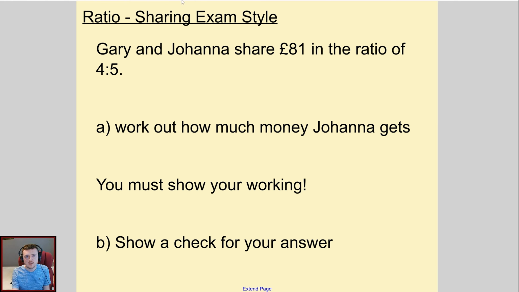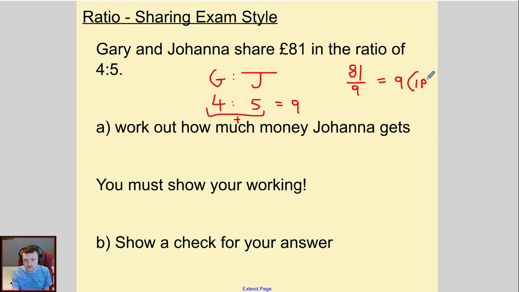Okay, so we are told that they're sharing it in the ratio of 4 to 5, and it's Gary and Johanna. So I'm going to put G and then J. Share £81 in the ratio of 4 to 5. So 4 to 5, so Gary is 4 and Johanna is 5. Cool. Then we know that that is a total of 9, because 4 add 5 makes 9. And 81 is the total, so I'm going to do 81 divided by 9, which gives me that 9 is the size of one part. I'll just put 1 pt here. So the size of one part is 9.